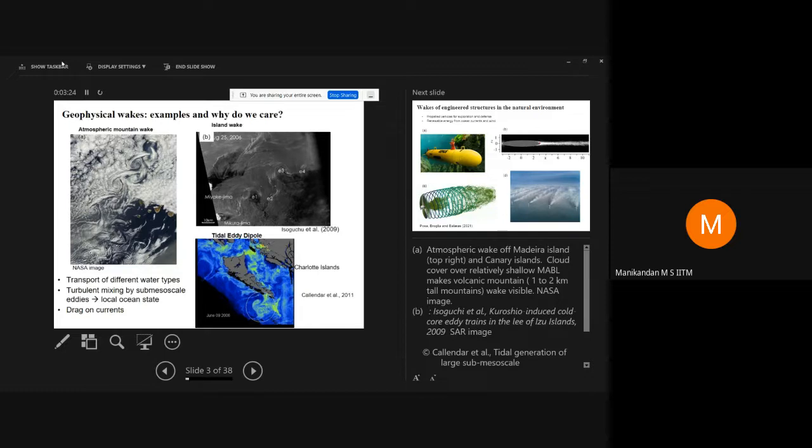And then here we have the tidal eddy dipole. So I'll be talking about tides quite a bit. When you have tides which go back and forth, and these are island wakes coming off, in this case, the Hawaiian Island group, you see this nice dipole being shed on the island.